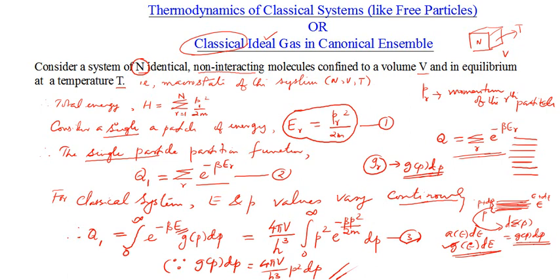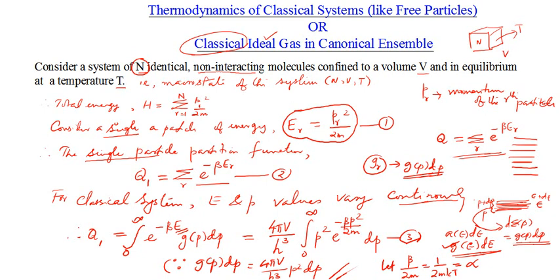We are going to substitute that. Let me substitute it like this: let β by 2m, β by 2m. Okay, β is 1 by kT, right? So it is 1 by 2m kT. Suppose I am calling this β by 2m as α.